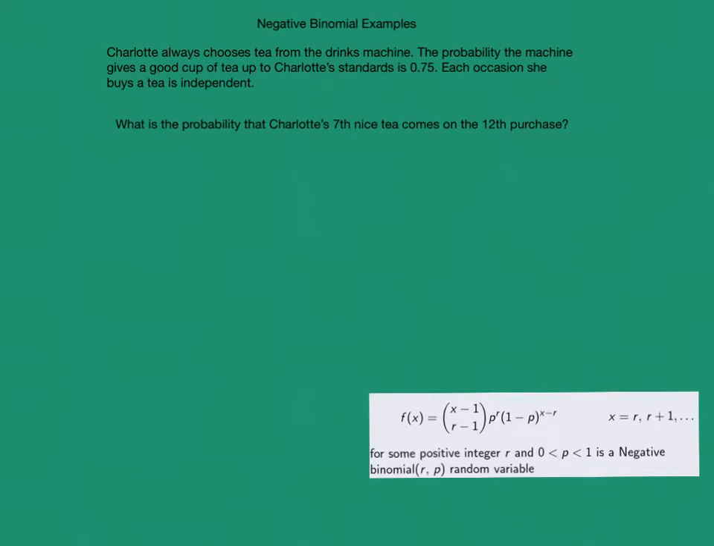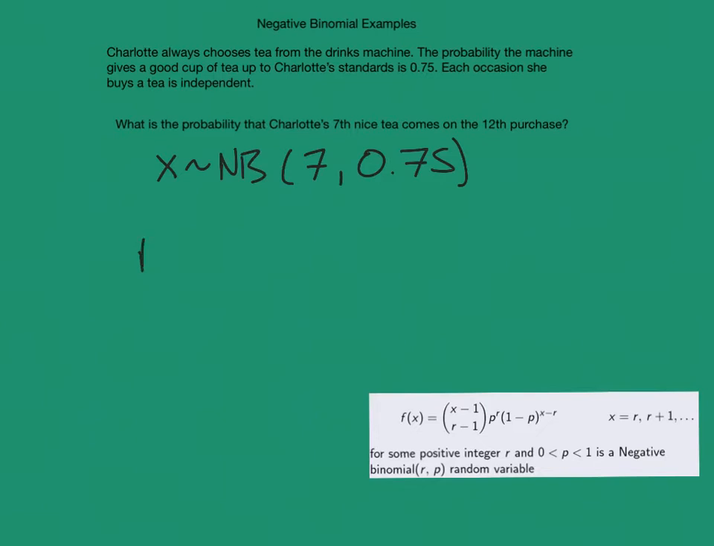Well, that means she wants 7 nice cups of tea, but it takes her 12 times to get to that exactly. So, first of all, we're looking at X, the number of times it takes to get 7 nice teas. That's negatively binomially distributed. We're looking for 7 successes, and the probability of success each time is 0.75. So we've looked at why this works. Now let's look at just applying it in a contextual situation.